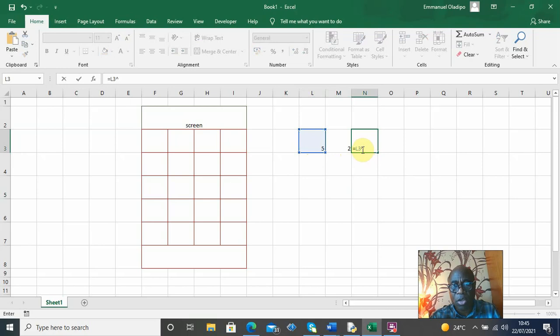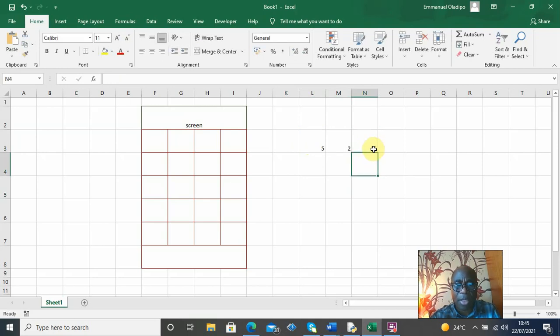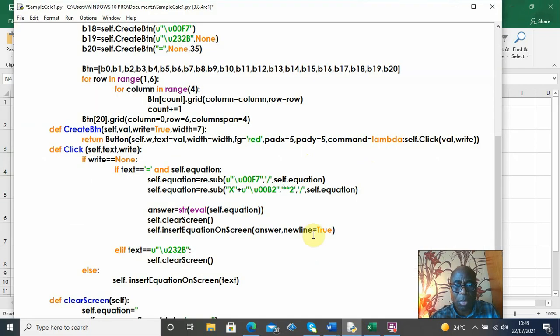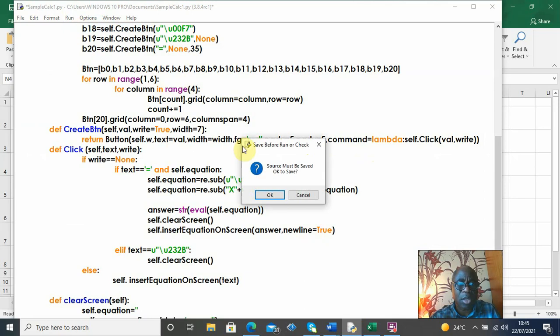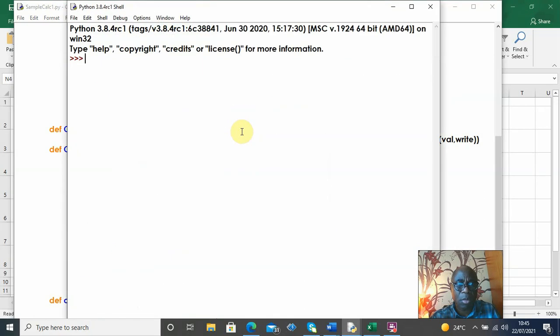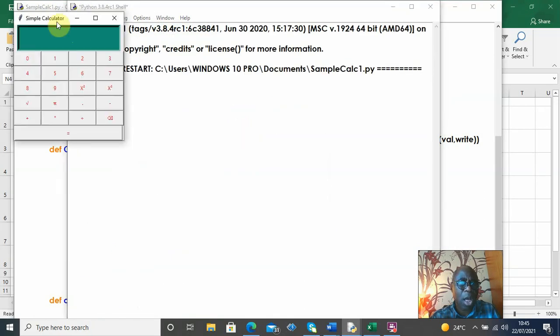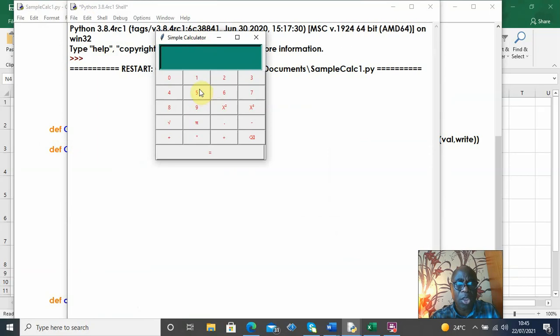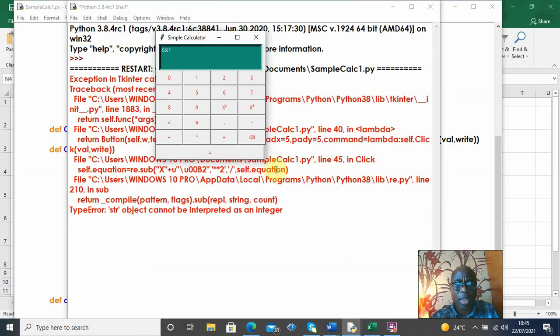So the caret symbol is used for exponentiation in Excel. If I press enter now, it's going to tell me my answer is 25. But with Python it's star. Okay, we can test this right now to see how it works. So if I run this now and exponentiate 5 to 2 and press equals, okay, there's a problem there.